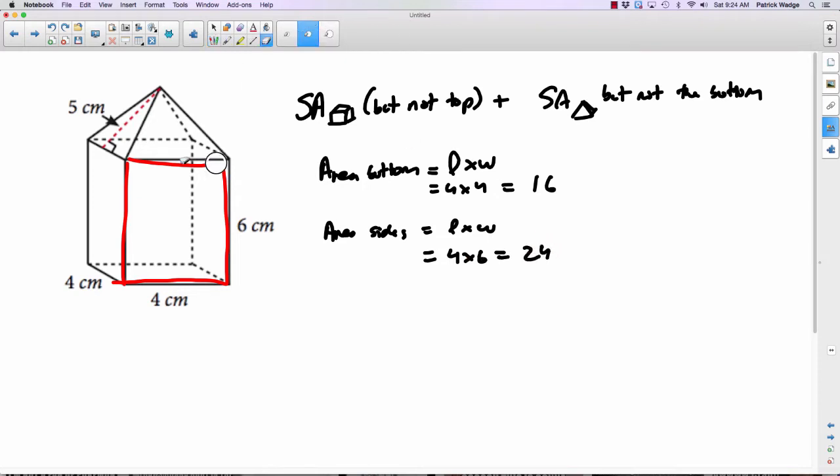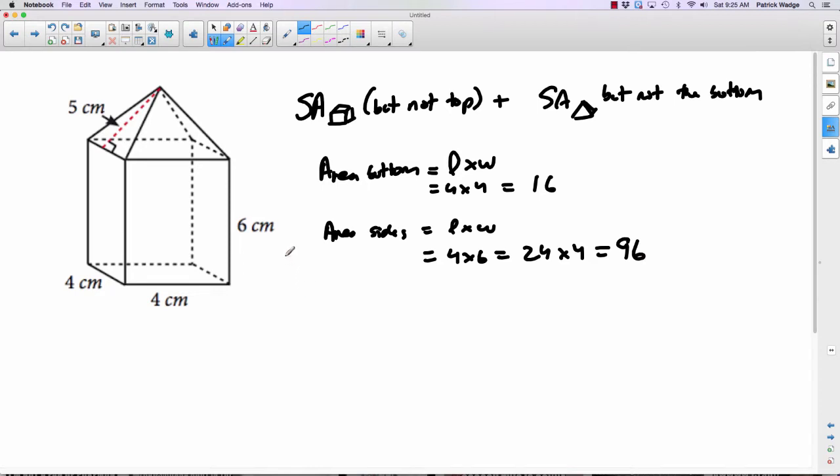But again, how many of those are there? There's actually 4 of them. All the way around, it's 4 by 6. This is 4 by 6. This is 4 by 6. And this is 4 by 6. So all you have to do then, once you got the area of one of the faces, is to multiply it by 4. And if you do that, you're going to get 96. Okay, we're done with the rectangular prism.